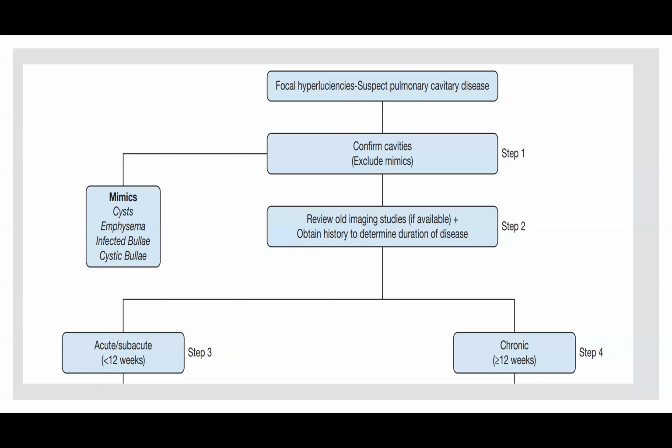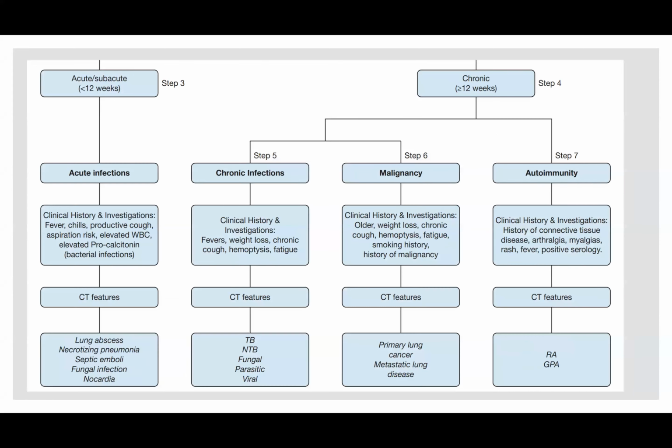So that would be to exclude the mimics, and you can do this, of course, on imaging. The other important thing to do would be to review older imaging, and that would be especially true with infected bullous lung disease. So it would be important to have old imaging if you do have access to it. Then the next step would be to decide whether this is an acute presentation, so less than 12 weeks, or if it's chronic. And this helps us narrow down our differentials.